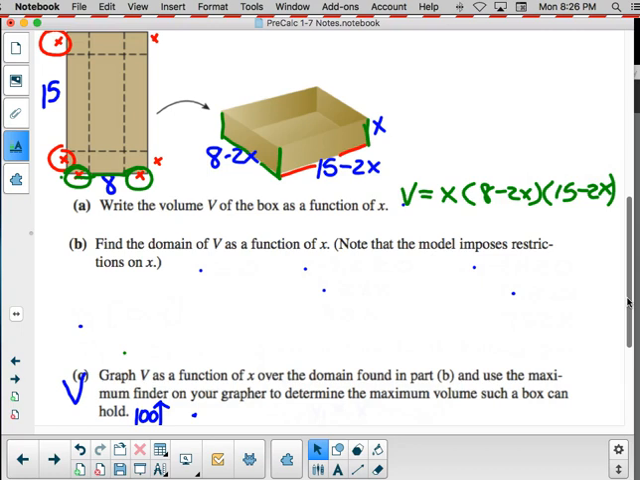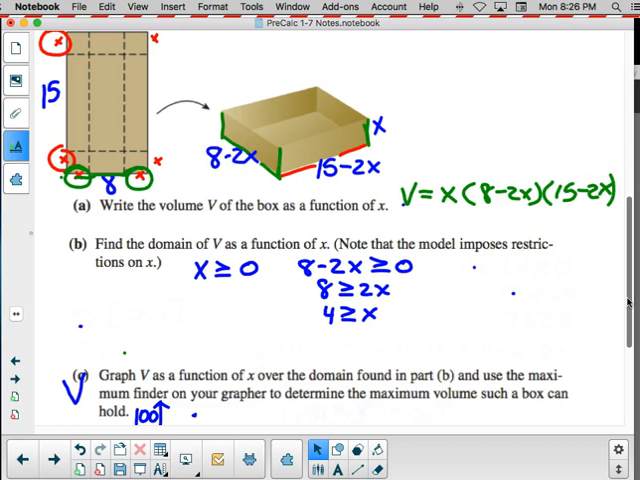The largest x could be, when I'm looking at it, x has got to be greater than 0. I know that, but what are the limiting factors of x? If I look at 8 minus 2x, that's got to be greater than or equal to 0, because there's just so much of that side. Solving that, I get 8 is greater than or equal to 2x, and I divide by 2, so 4 has got to be greater than or equal to x.